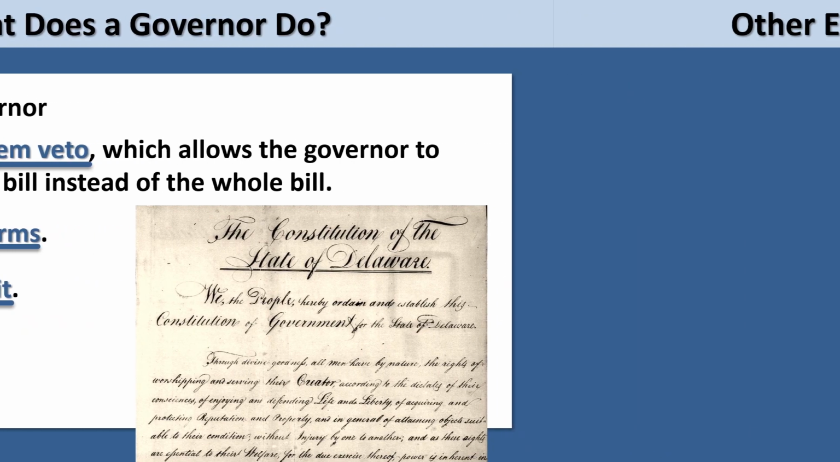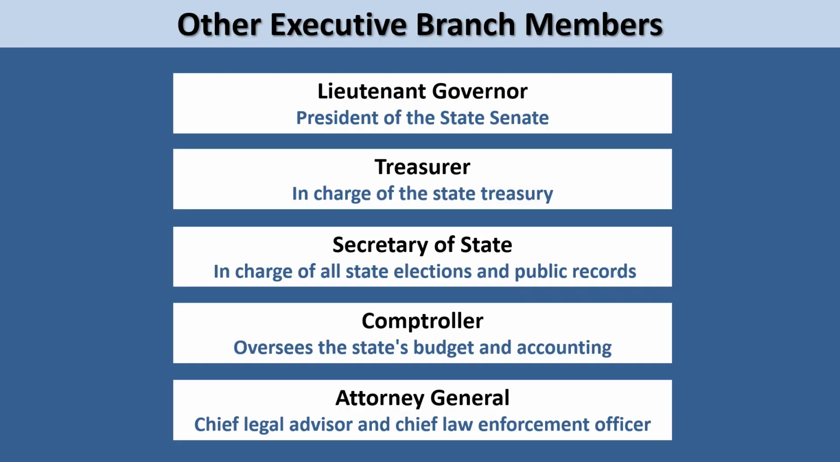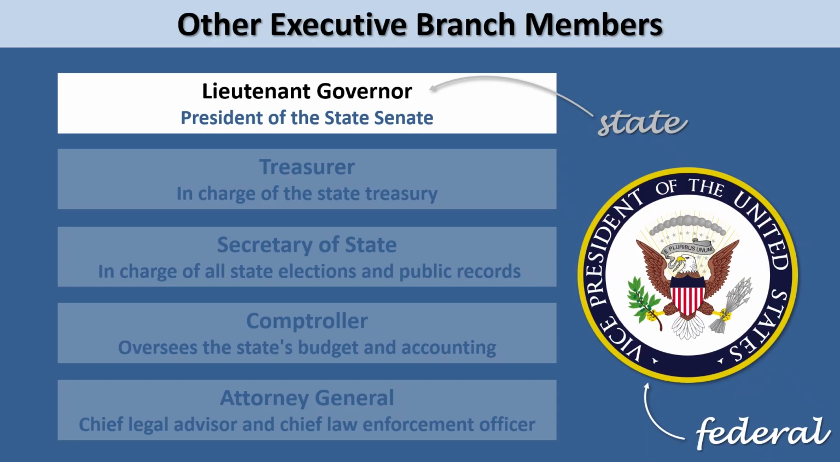In addition to governor, members of the executive branch of Connecticut state government include lieutenant governor, treasurer, secretary of state, comptroller, and attorney general. In many ways, the role of lieutenant governor is like the role of vice president of the United States. The lieutenant governor is elected alongside the governor, and if for some reason the governor is no longer able to serve, the lieutenant governor becomes the governor.